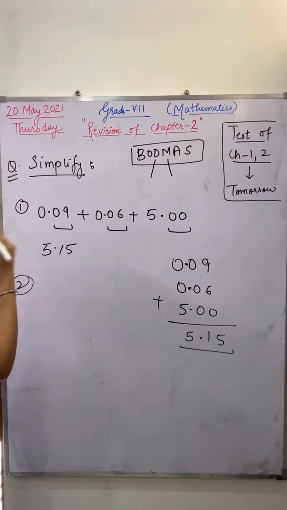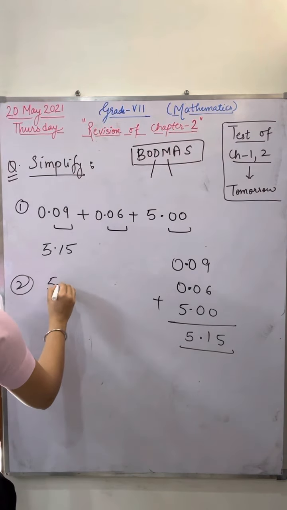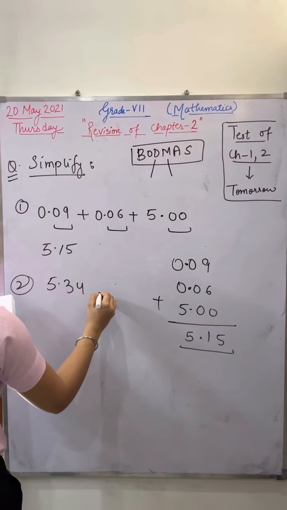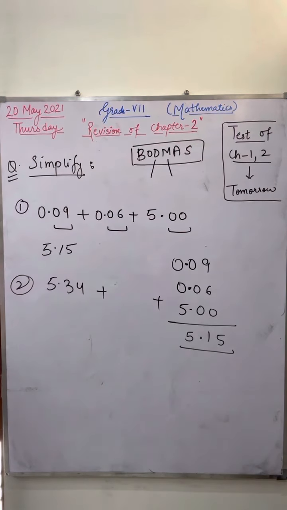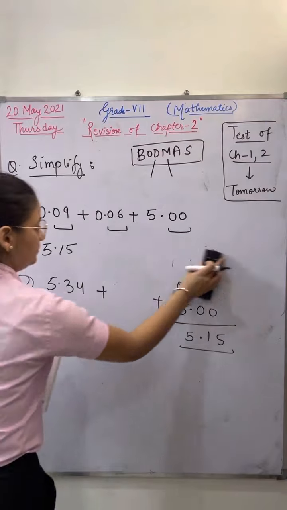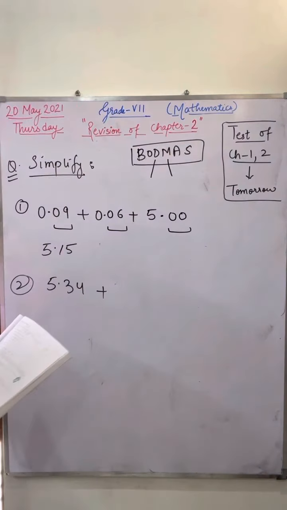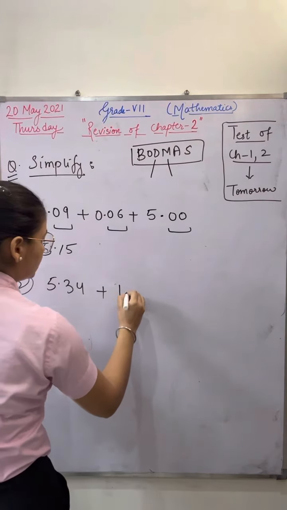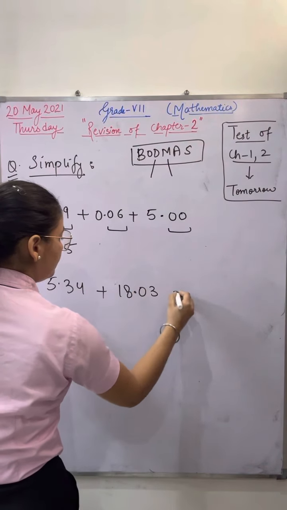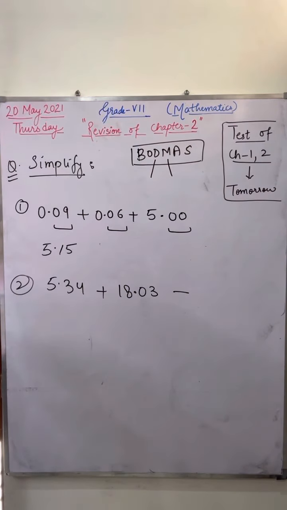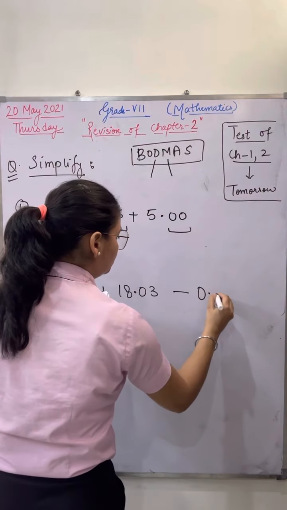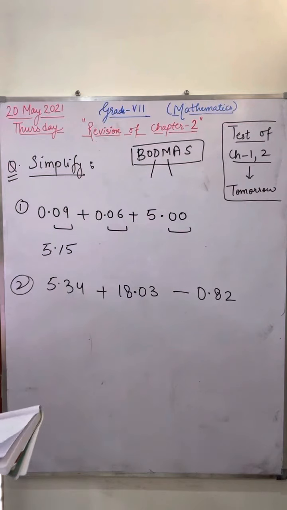Now, solve the next question quickly. Next is 5.34 plus 18.03 minus 0.82. Quickly solve this question.